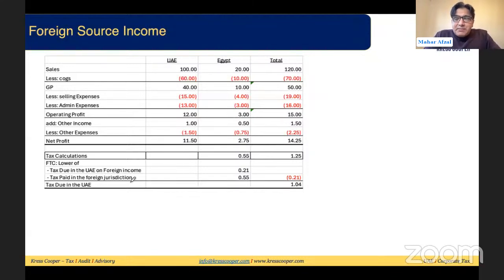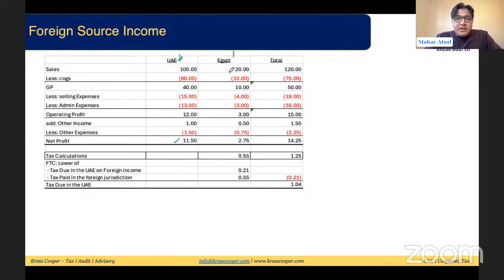Just look into this example. This is just for your understanding. This is UAE, this is Egypt. These numbers are all in millions. In the UAE, revenue is 100 million, 60 million is the COGS, 40 million is the GP, then selling and admin expenses, operating profit 12 million, other income is 1 million, other expenses 1.5, net profit is coming to 11.5 million.